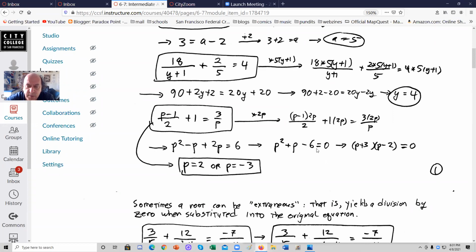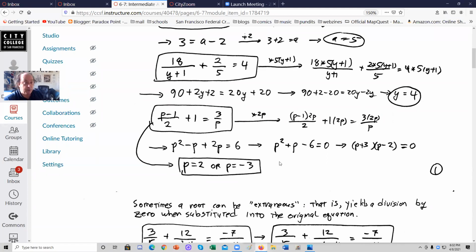p squared plus p minus 6 is 0. This factors to (p plus 3) times (p minus 2). Product equals 0. If a product equals 0, one of these two factors must be 0. If p plus 3 is 0, then p is negative 3. If p minus 2 is 0, then p is 2. So those are the solutions. p equals 2 or p equals negative 3.